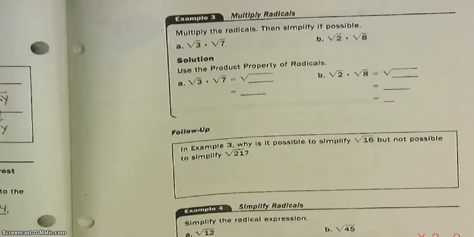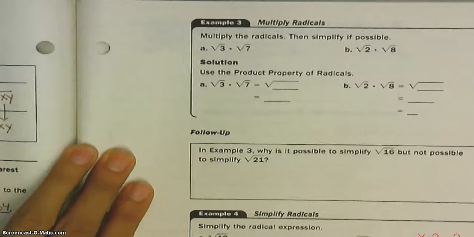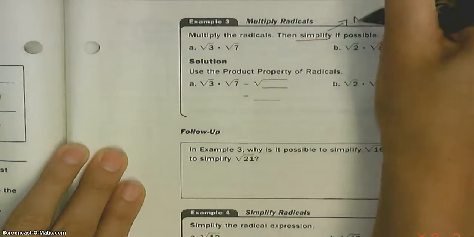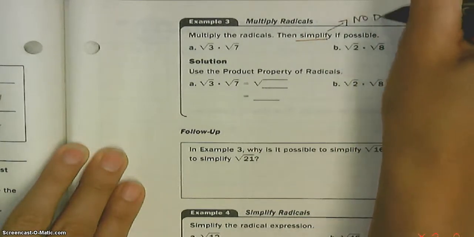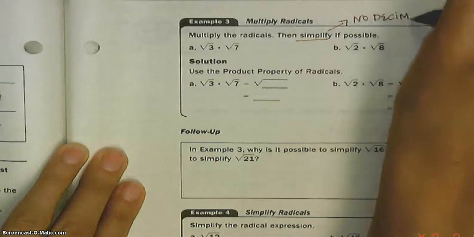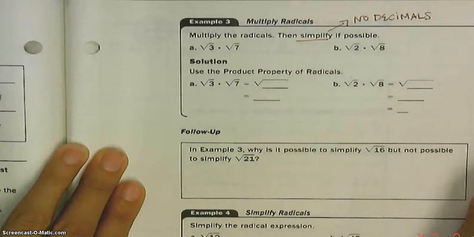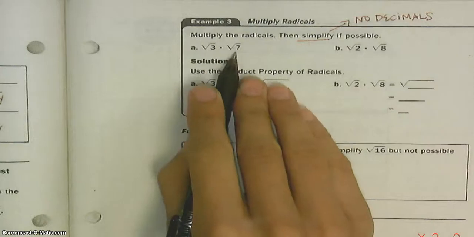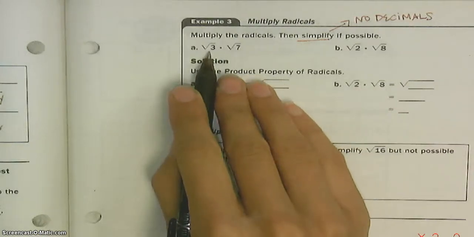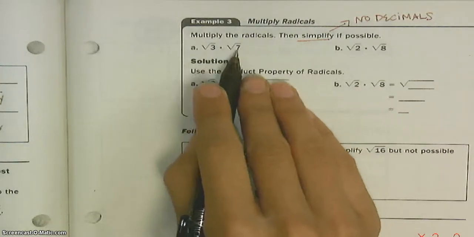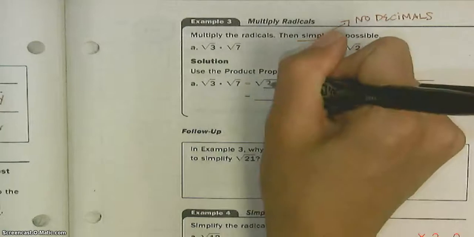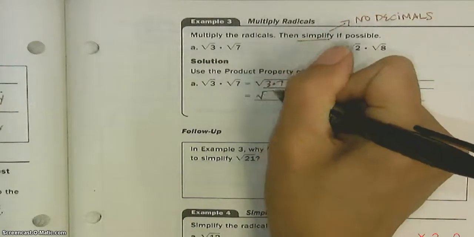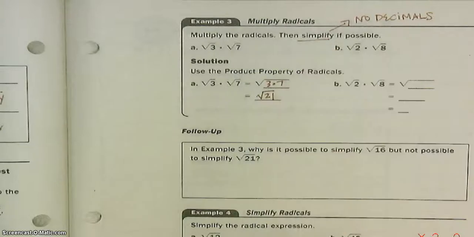Multiply the radicals, which is the square roots, then simplify if possible. Simplify means no decimals. That's how a lot of this chapter is going to be, is no decimals. Okay, so square root 3 and square root 7. Well, since these are both underneath the square root, I can multiply them together. So 3 times 7, which is 21. So this is square root 21.